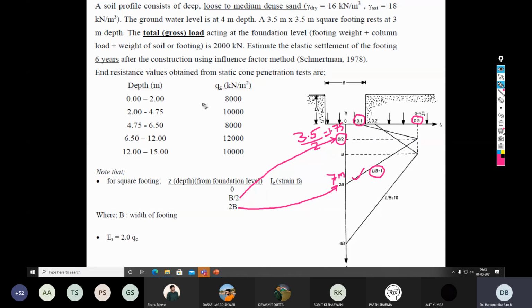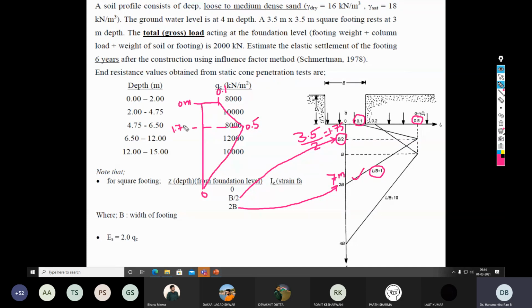So for easy understanding, I'm redrawing this one. So this is your strain influence diagram. Here the value is 0.1, and here at the peak the value is 0.5. Here the strain influence factor is 0, and here it is 0 meter from foundation level, and the depth where the maximum value of the strain influence factor occurs is 1.75 meter.